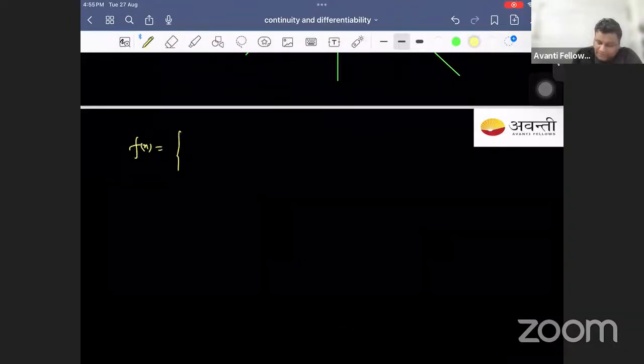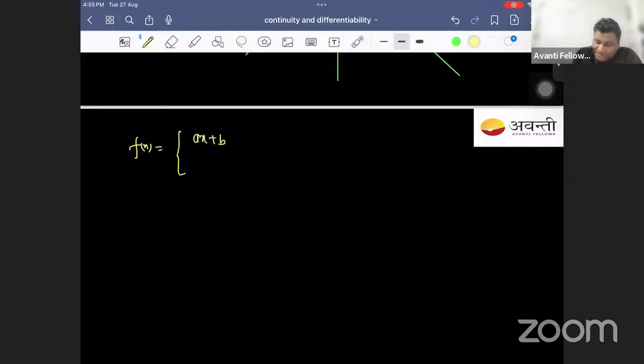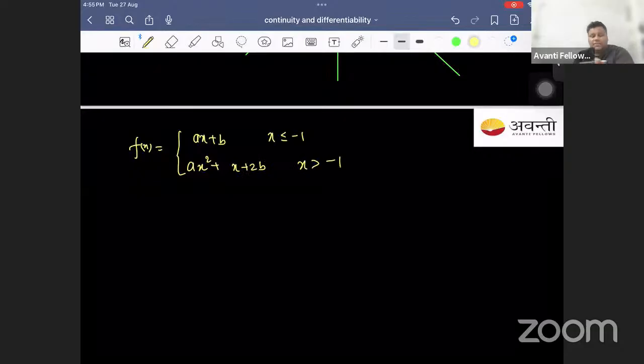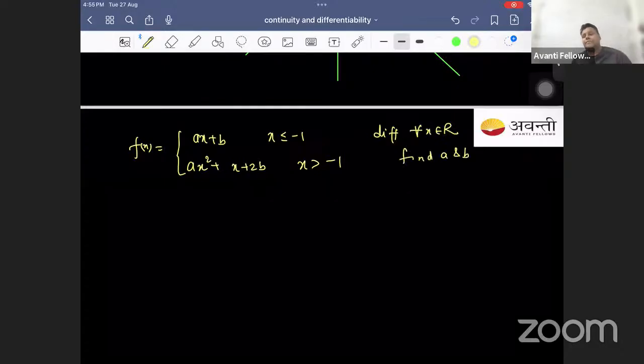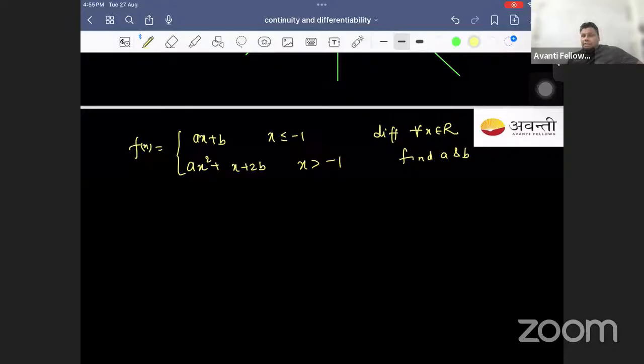f(x) is ax plus b if x is less than or equal to -1, and it is ax square plus x plus 2b if x is more than -1. They are saying it is differentiable for every x belonging to R. Then find a and b. Got it?